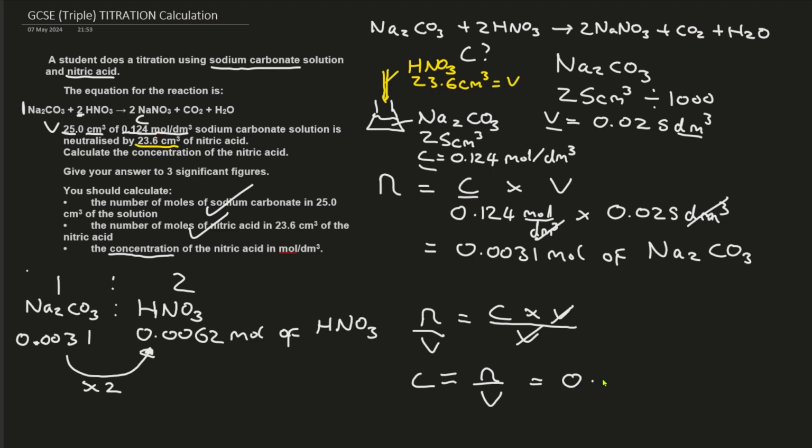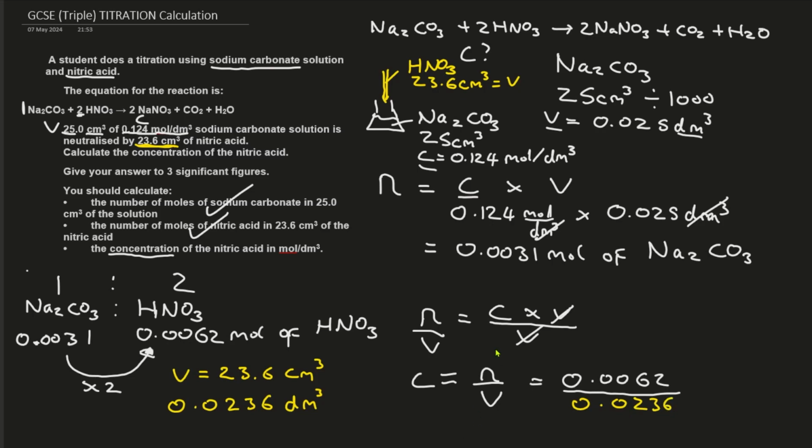So we've got 0.0062. Divide that by the volume. Now the volume in the question is given in yellow here, isn't it? The volume of nitric acid is 23.6. So the volume equals 23.6 centimeters cubed. Divide that by 1,000, guys. Remember, we have to divide it by 1,000 to get it into decimeters cubed. So it becomes 0.0236 decimeters cubed.